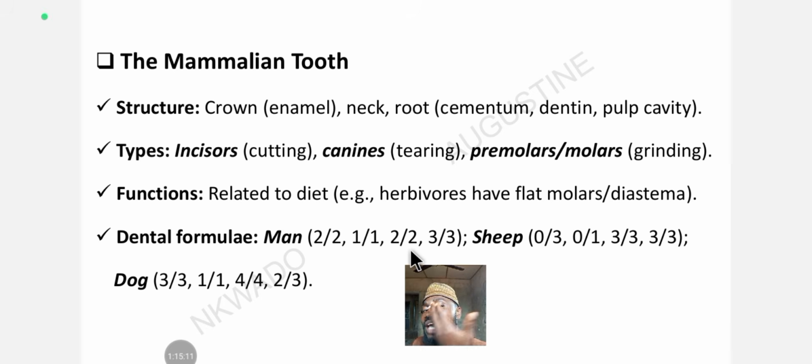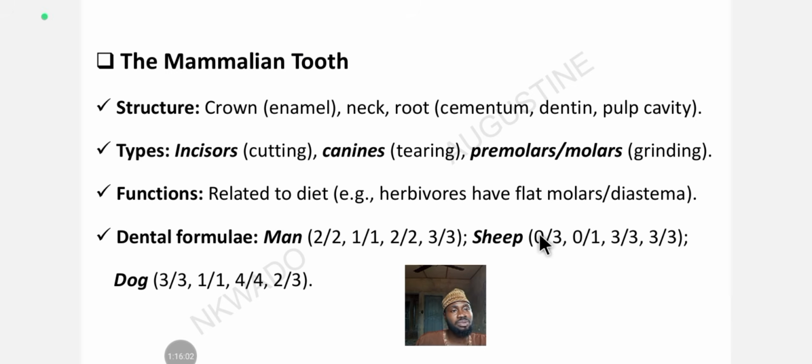Since you have 2 on this side and 2 on this side, you are now going to multiply these numbers by 2 to get the complete teeth. So it will now be 8 incisors, 4 canines, 8 premolars, and 12 molars. Therefore, if you add everything together, you are going to get 32. All right, so the 32 set of teeth. Adult man, 32 set of teeth.